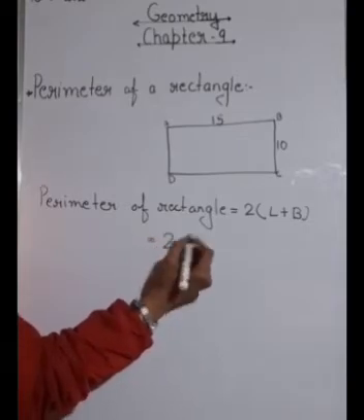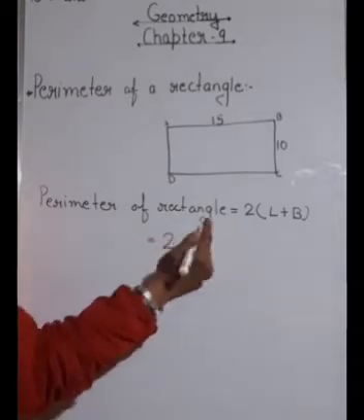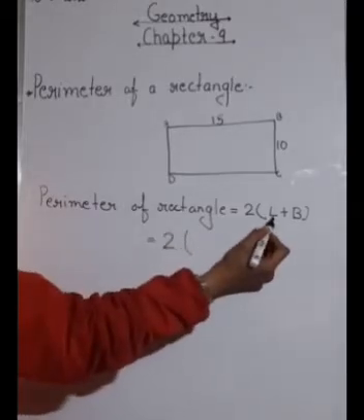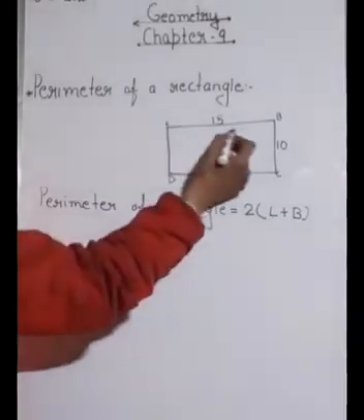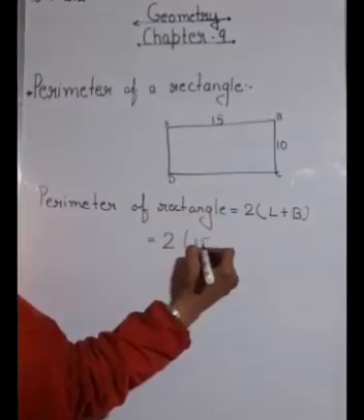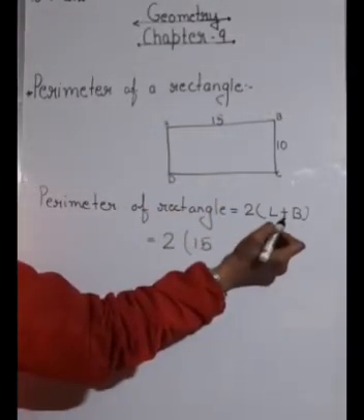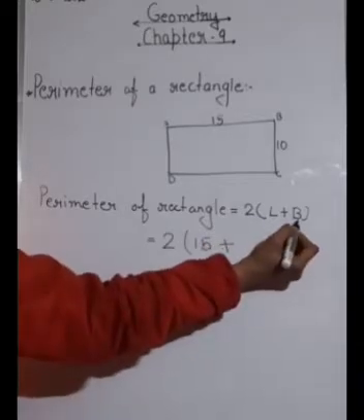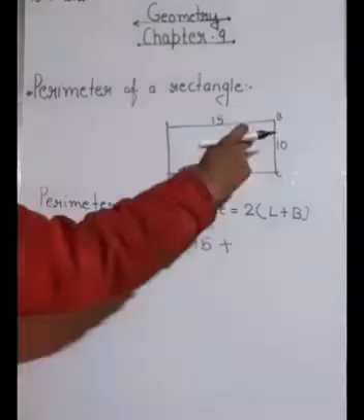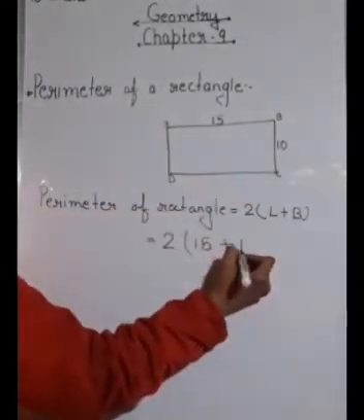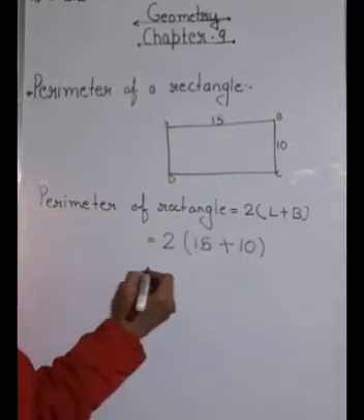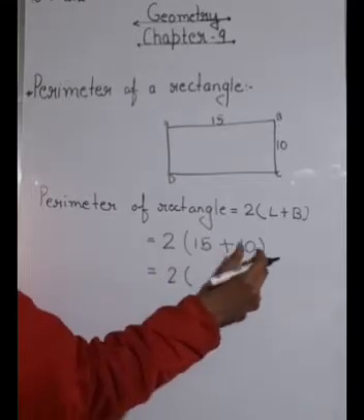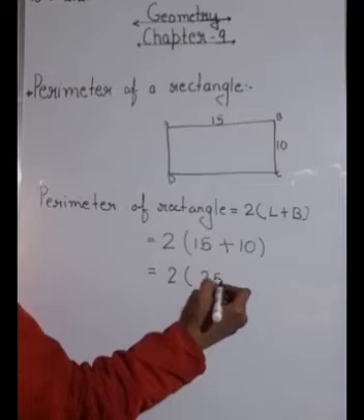2 will be written as it is. Now start a bracket. L means length. What is the length? 15, so you will write 15. Next we have plus, so you will put a plus. Then you have B. B means breadth. What is the breadth? 10, so you will write 10 over here. Clear? Now this will be 2 in bracket 15 plus 10, which is 25.